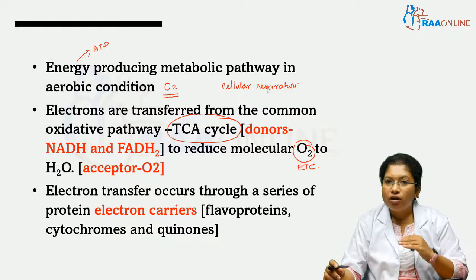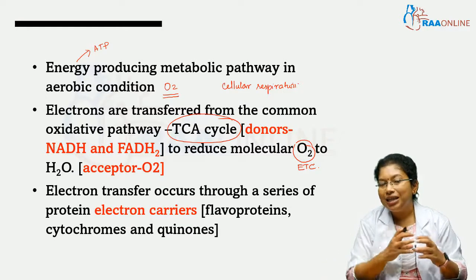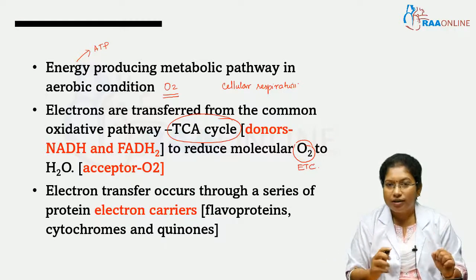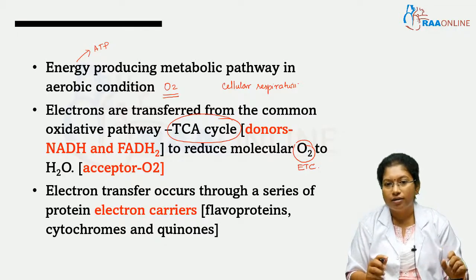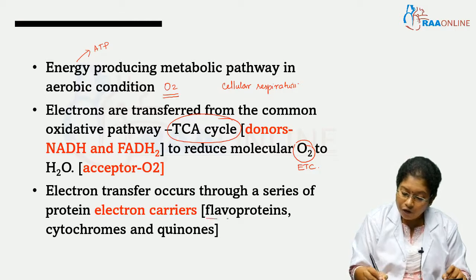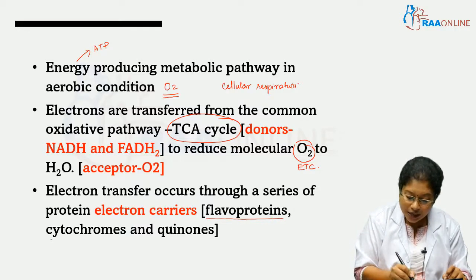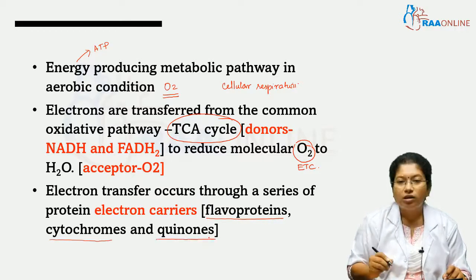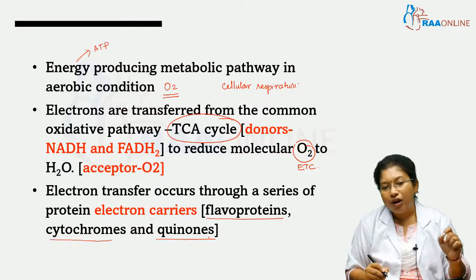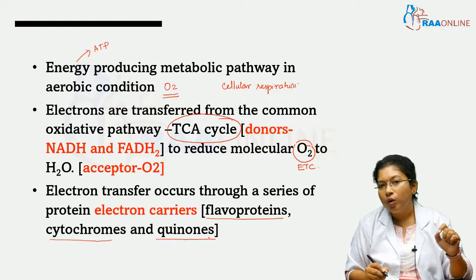So this electron transfer occurs through a series of complexes, electron carriers. These complexes are nothing but electron carriers. They are flavoproteins, cytochromes and quinones. The complex contains flavoproteins, cytochromes and quinones.